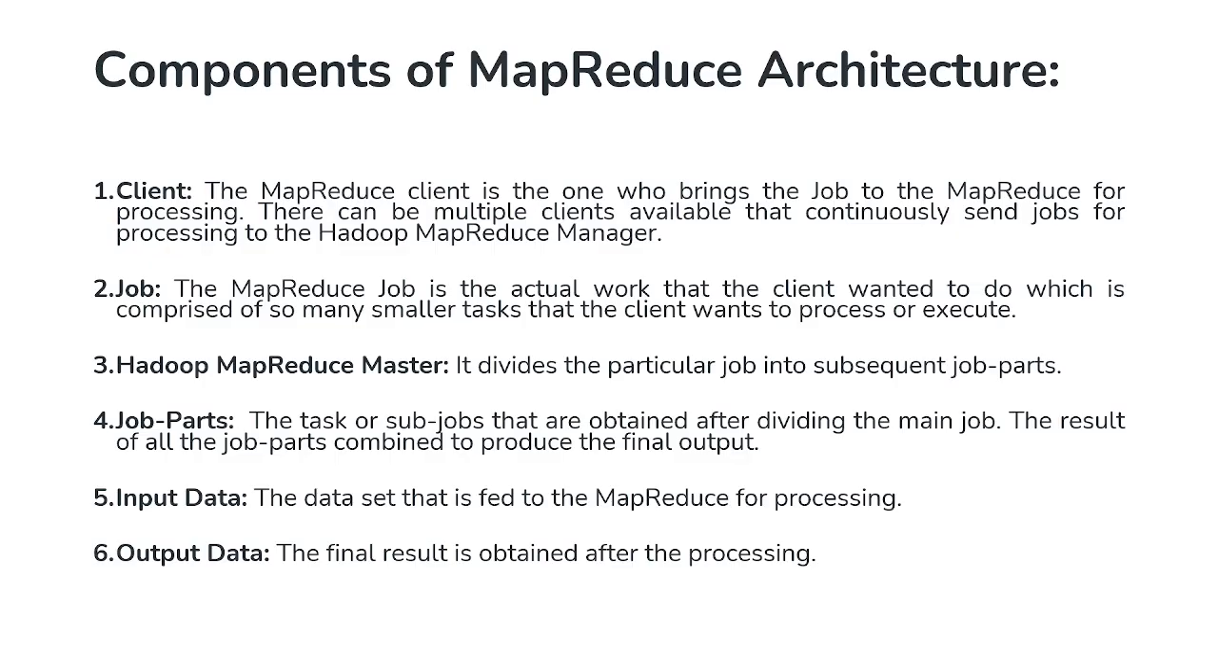The Hadoop MapReduce master divides a particular job into subsequent job parts based on the input data and the client job. It will map the input data as well as the client job to produce the combined output. The job parts are available in n number of layers based on the input as well as the client job. The main job might be divided into subtasks, and the result of all the combined jobs will be produced as the final output in a reduced format. The reduced format will be produced by the reducer.